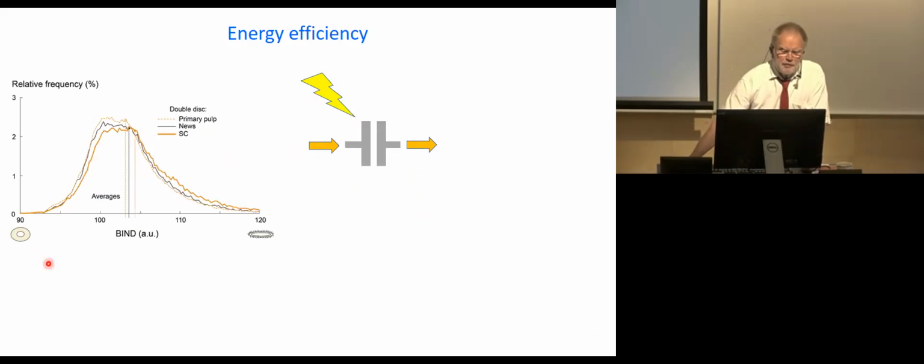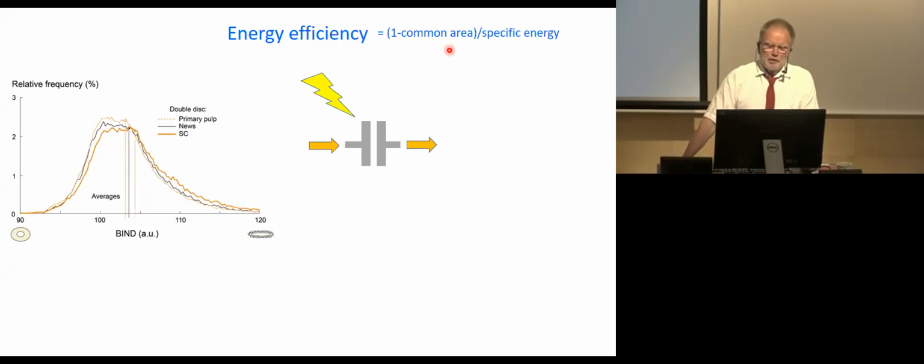I will take the first example. You can see the primary pulp here, and then you have the newsgrade here, these two are rather close to each other. But then you can calculate that they have a big common area to cover, but they are a little bit different. So you can use this distribution, the common area, to calculate energy efficiency. It's just a proposal, but you can go 1 minus common area divided by specific energy. And of course, if they have the same common area, then they are identical and there is no energy efficiency.